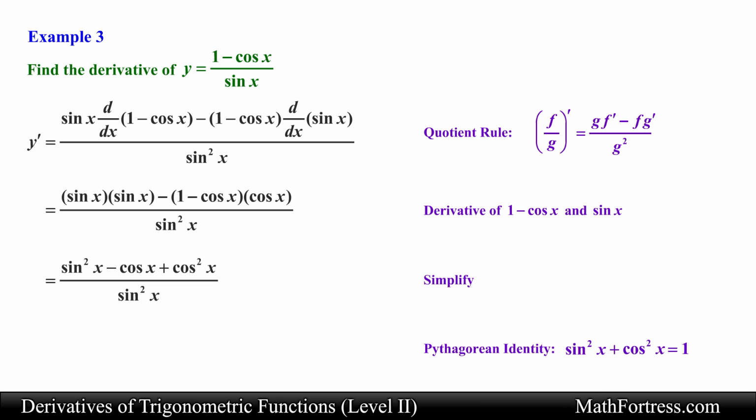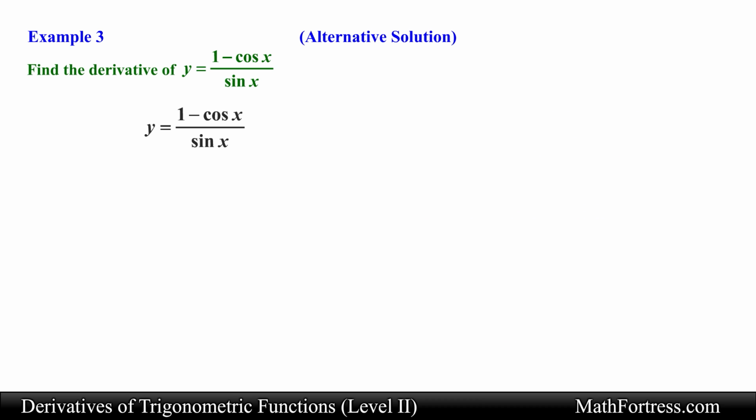Next, we use the Pythagorean identity, sine squared of x plus cosine squared of x equals 1, to replace this expression. Doing that, we obtain the final answer, which is the quantity 1 minus cosine of x over sine squared of x. We can also find an alternative answer by using trigonometric identities before we differentiate.